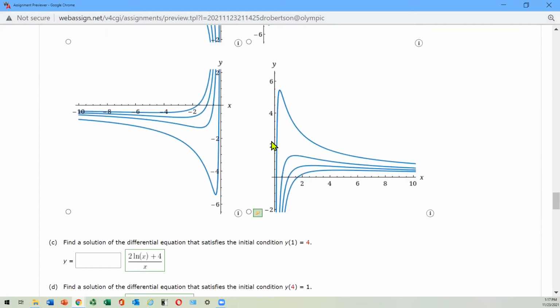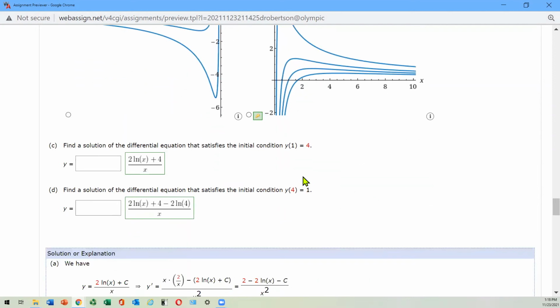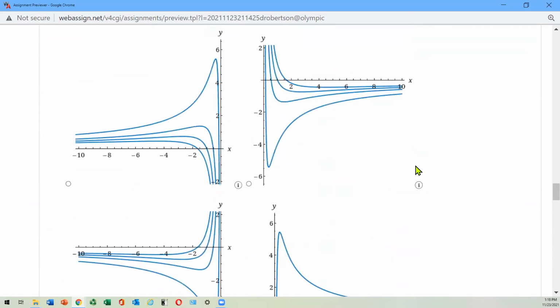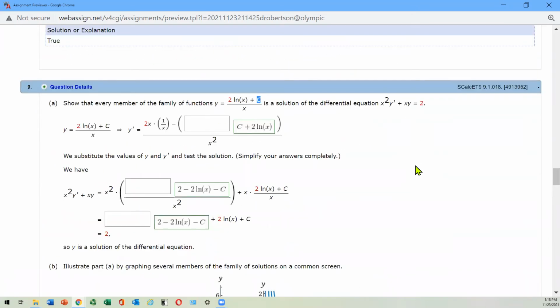One of these, evidently it's that one, is what all the family look like. Now they then go on and say, find a solution that satisfies the initial condition y(1) is 4. So I'm going to show you how you would get that answer. So we have y equals 2 log x plus c over x.